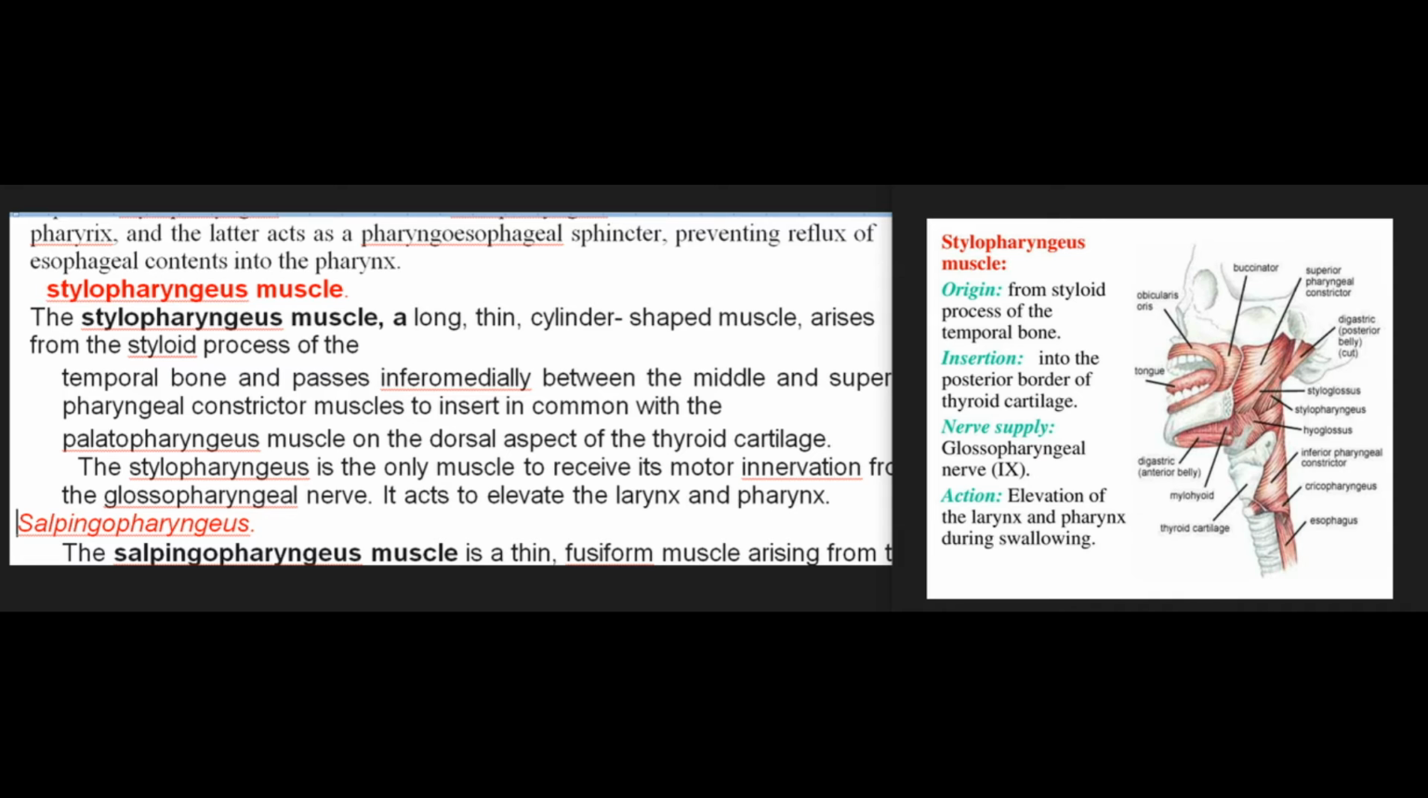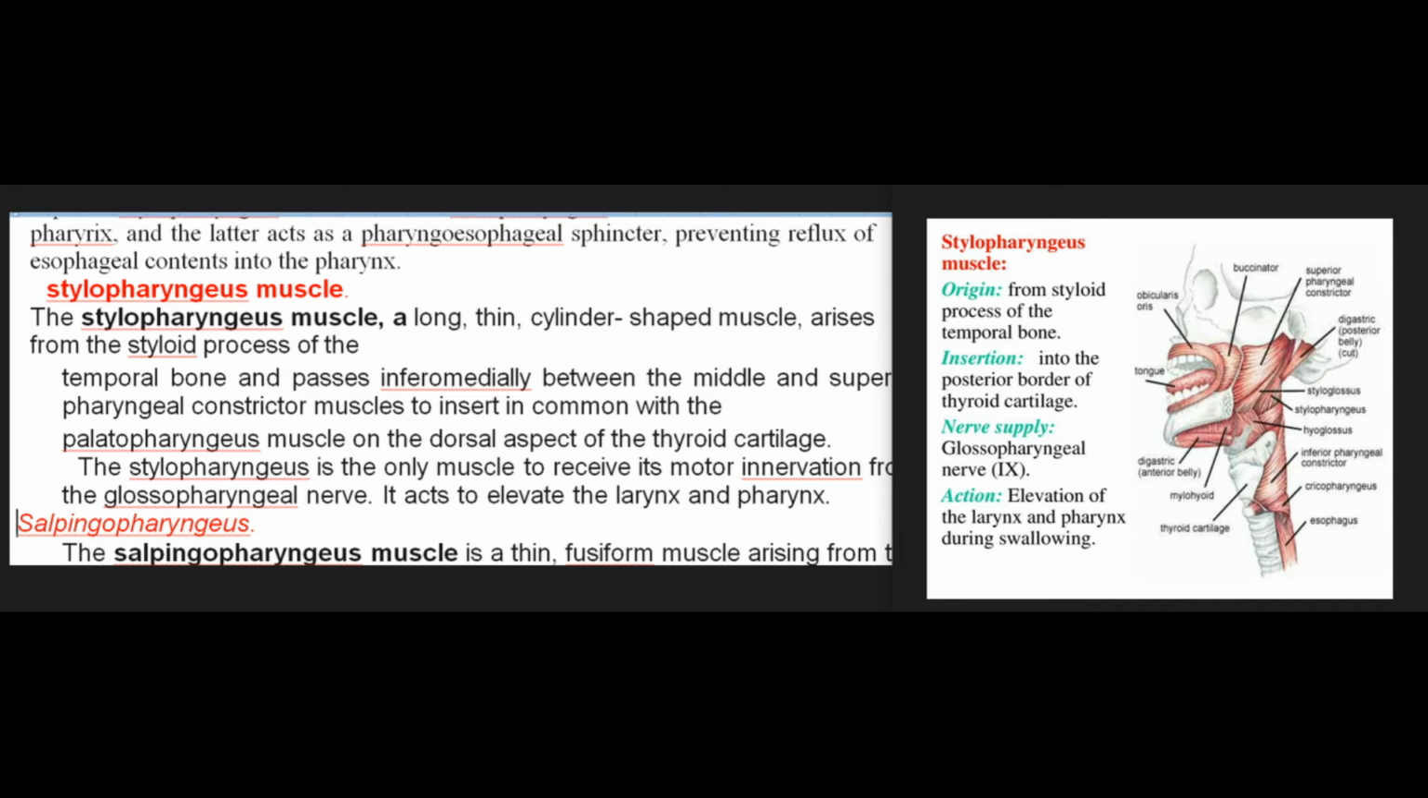pharynx. Stylopharyngeus muscle. The stylopharyngeus muscle, a long, thin, cylinder-shaped muscle, arises from the styloid process of the temporal bone and passes inferomedially between the middle and superior pharyngeal constrictor muscles to insert in common with the palatopharyngeus muscle on the dorsal aspect of the thyroid cartilage. The stylopharyngeus is the only muscle to receive its motor innervation from the glossopharyngeal nerve. It acts to elevate the larynx and pharynx.